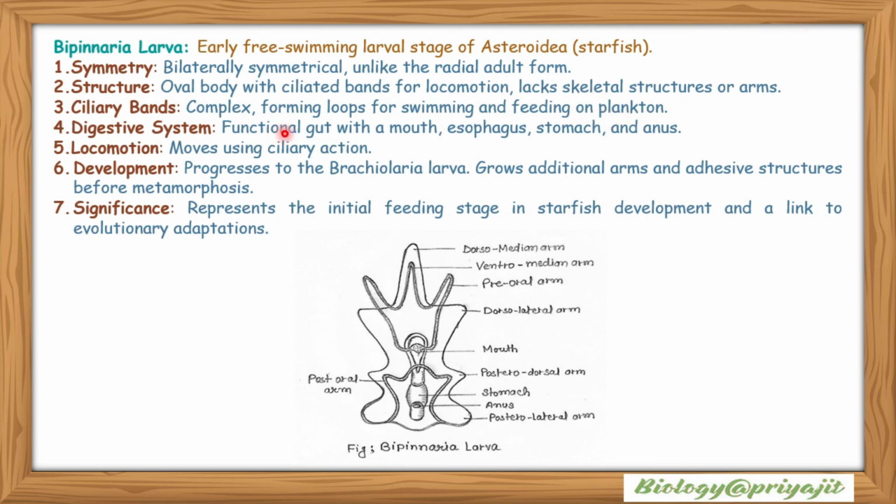Their digestive system: a functional gut with a mouth, esophagus, stomach and anus. Locomotion: it moves using ciliary action. Development: it progresses to the brachiolaria larva, which grows additional arms and adhesive structures before metamorphosis. Significance: it represents the initial feeding stage in starfish development and a link to evolutionary adaptations.